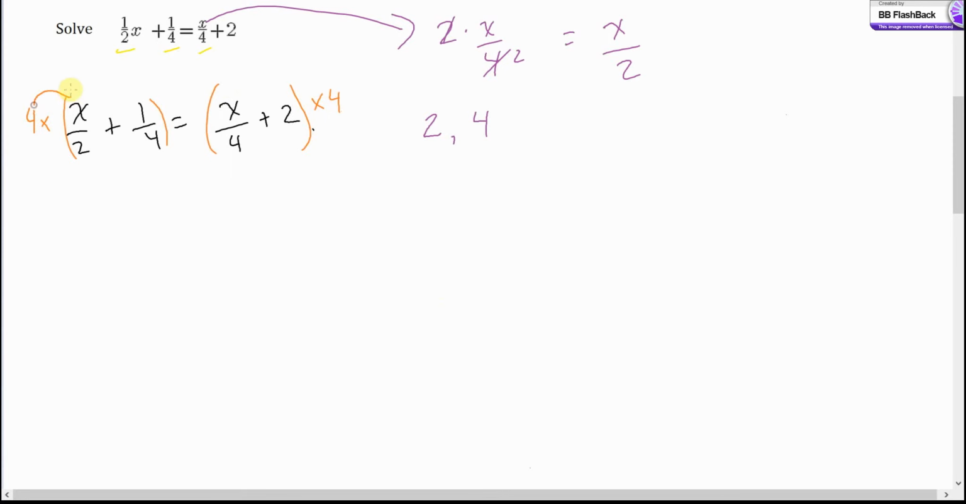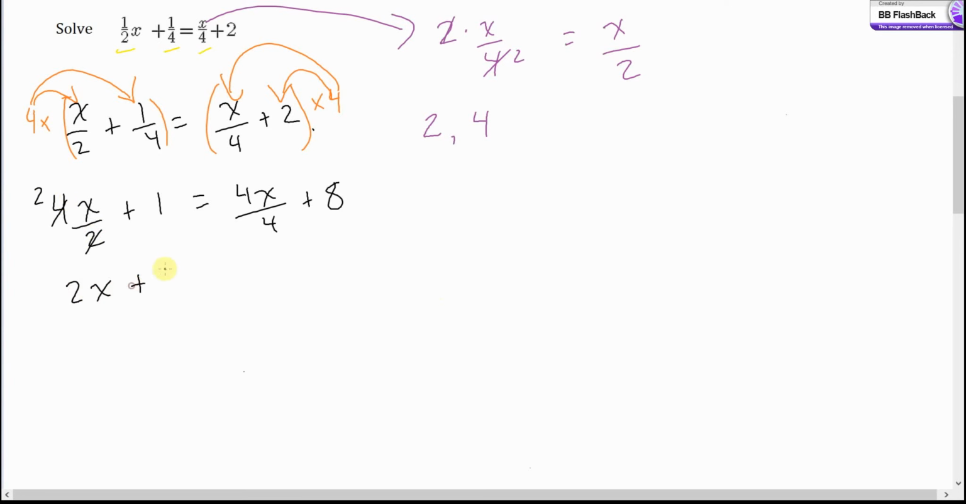Remember that you have to distribute into the brackets because the 4 is multiplying everything. So let's write out lots of steps so we don't make any mistakes. 4x over 2 plus 4 times 1/4. Oh, we're so lucky, it's only 1. 4 over 4 equals 1. And here we have 4x over 4 plus 2 times 4 is 8. Okay, so over here the 2 is going to cancel. We'll be left with 2. 2x plus 1 is equal to x plus 8.